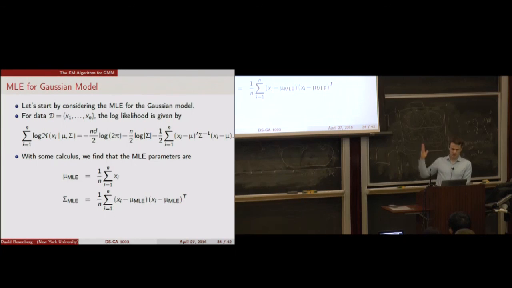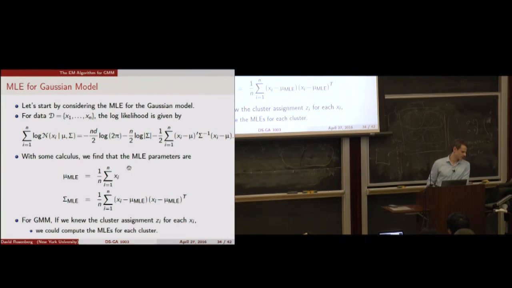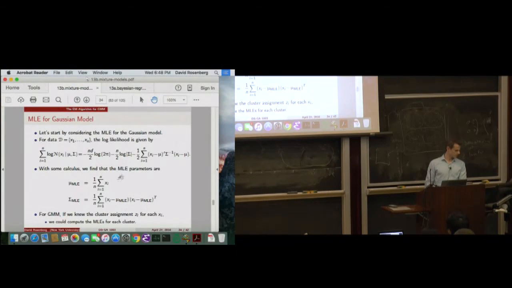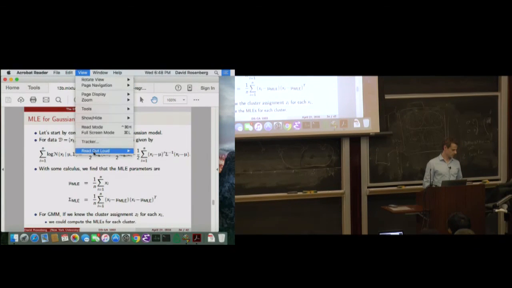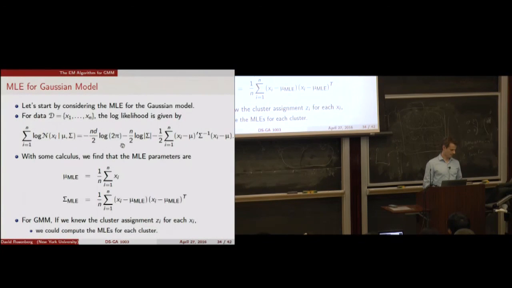First, this is the Gaussian model, not a mixture model, just a simple Gaussian model. Everyone should at one point in their life prove to themselves that the maximum likelihood estimators for the mean and the covariance matrix of a Gaussian model look like this. This is just the empirical covariance matrix and the empirical mean. So that's the MLE for a single Gaussian model.